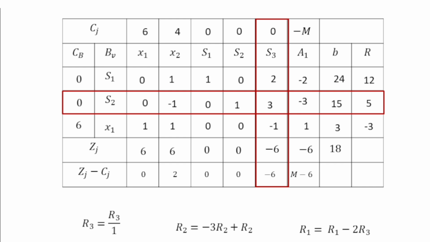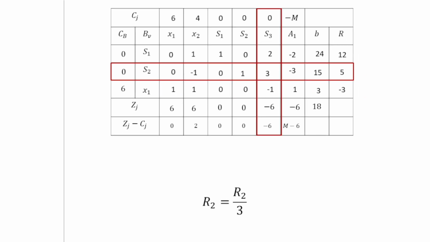3 is going to be my key element, right? So we are going to do the same thing as well. So row 2, like I said the other time, we were lucky that our key element was 1, so it was not really effective. But now our key element is 3, so we have to divide all through by 3. Okay, so we have to divide row 2 by 3.